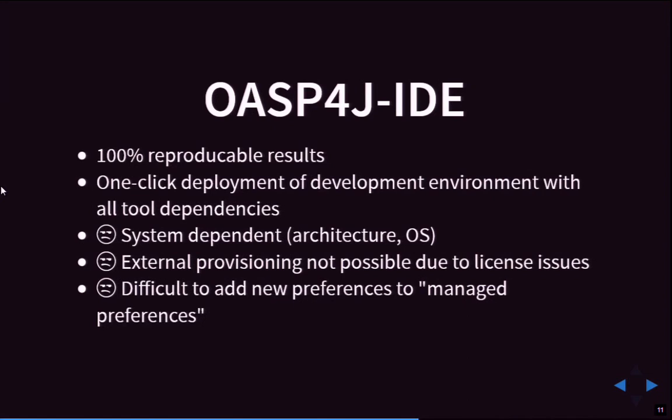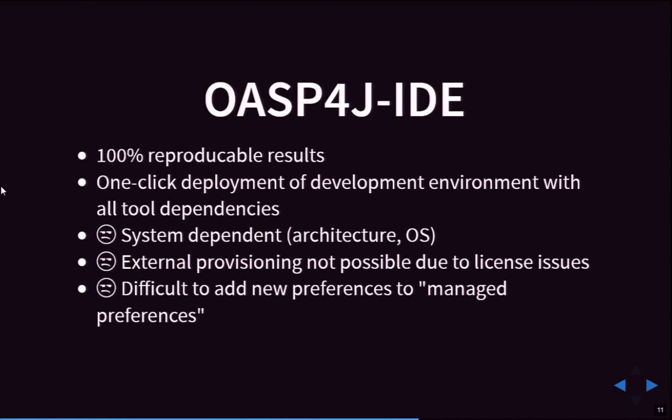So what you gain is 100% reproducible results. And this is what we want to have. We do not want to debug our setup. We have a one-click deployment, so you can zip this all and just put it to your developers. They unzip it and can run it. So everything is there beside the project, which has to be checked out. But it's system dependent, so I have to build the Eclipse once for every system, for every architecture if I like, and then ship different zips.